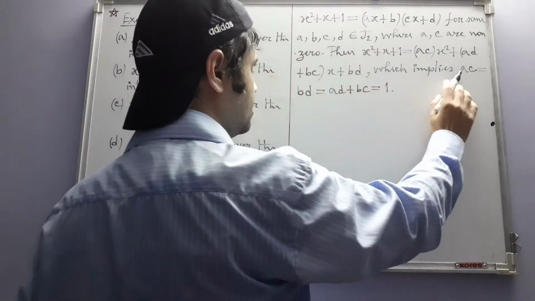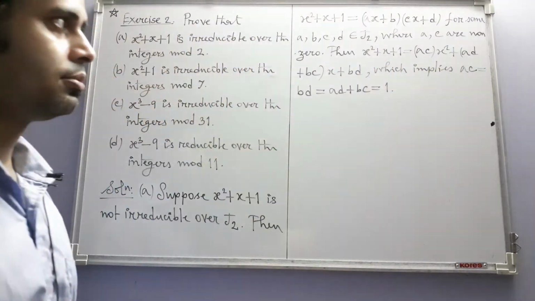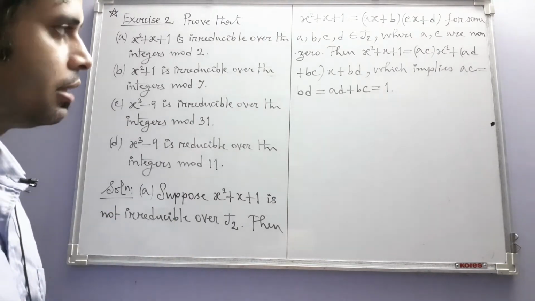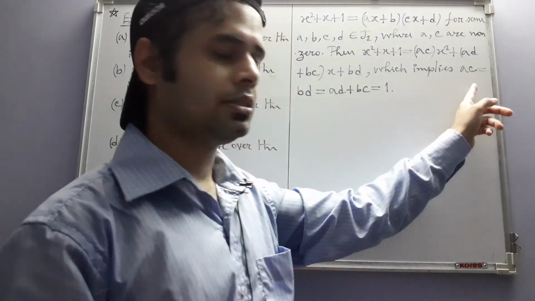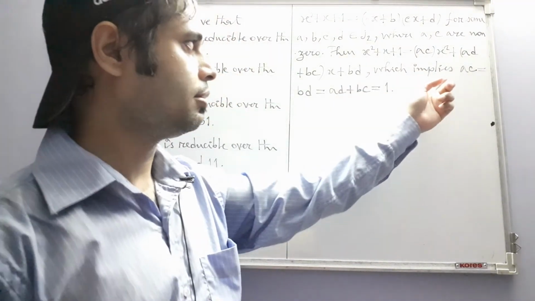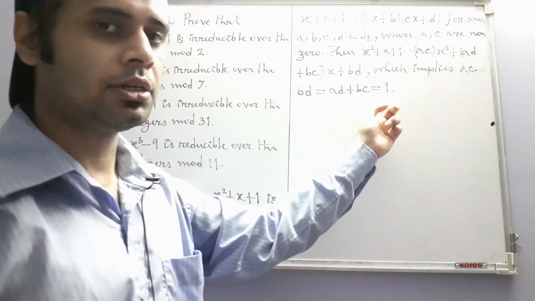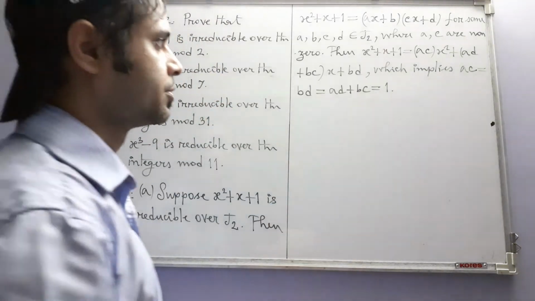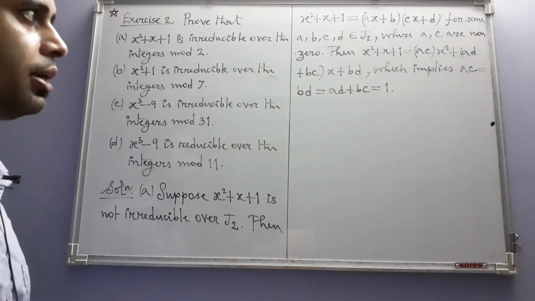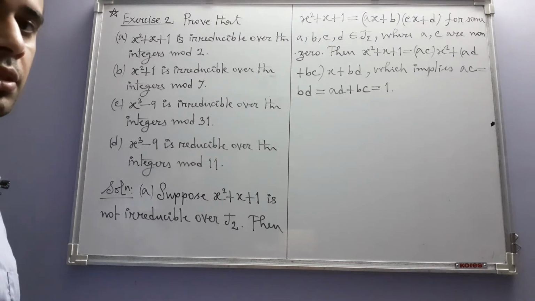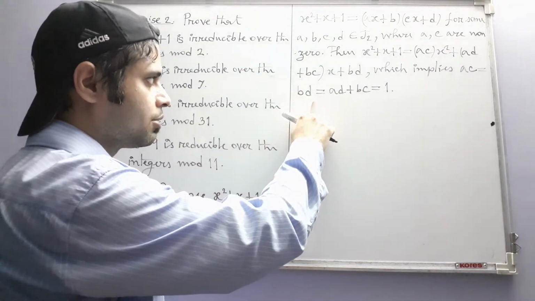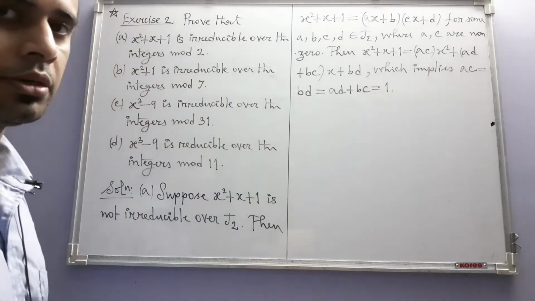Now since a and c are in J2, each one of a and c will take either the value 0 or 1. If any one of them is 0, then this side becomes 0 and we get the contradiction that 0 is equal to 1, which is clearly not true. So both a and c have to be non-zero, and the only non-zero choice for both of them is that both of them have to be equal to 1, and the same applies to this one also. So b and d also have to be equal to 1.